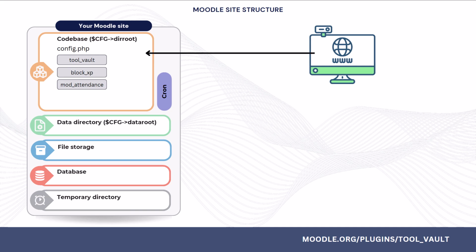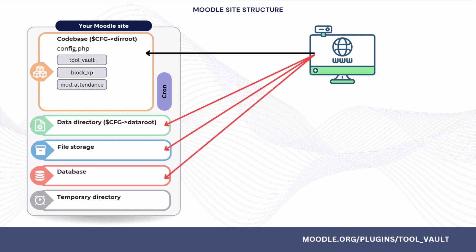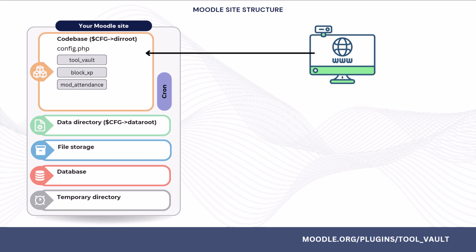It's important to note that no user-submitted content is stored in the codebase, and you can't directly access the data directory, file storage, or database from the browser. Instead, the PHP scripts inside your Moodle site access all the necessary data. In fact, only the data directory is accessed directly by the code. File storage is accessed through Moodle's Files API. This abstraction allows plugins and core code to work without knowing whether the files are stored locally or in the cloud, like Amazon S3 or Azure.